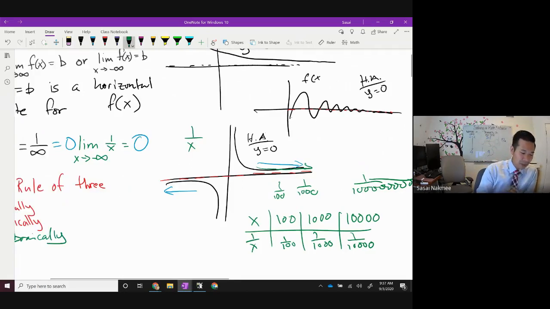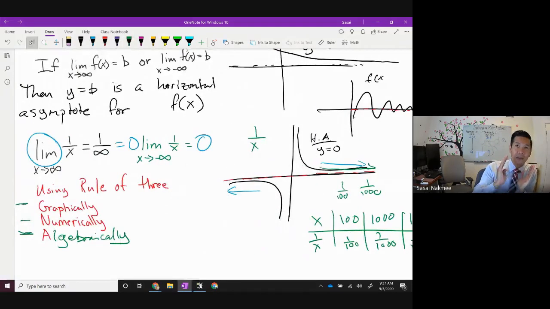As it goes off towards infinity, what I want you to think is start to imagine really large numbers, ridiculously large, so large that you can't even comprehend it. Like, I don't know, a billion. That's all I could think of right now.